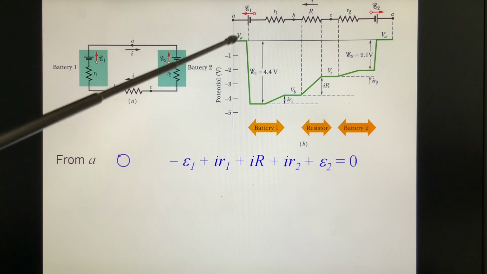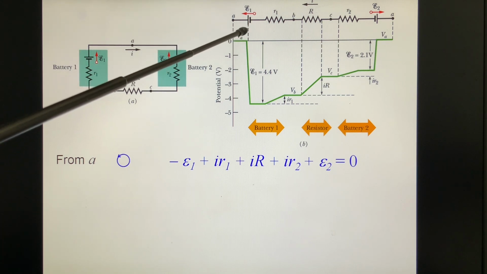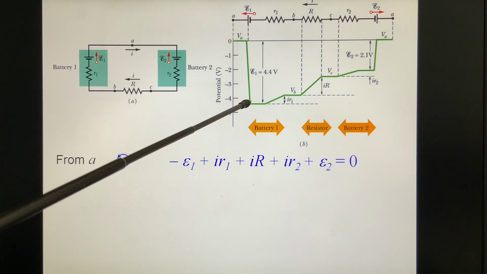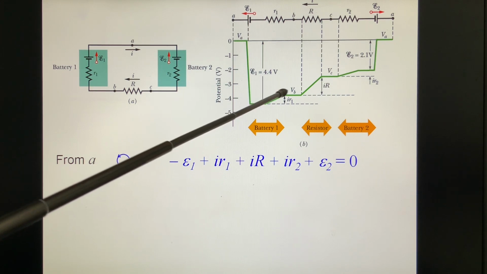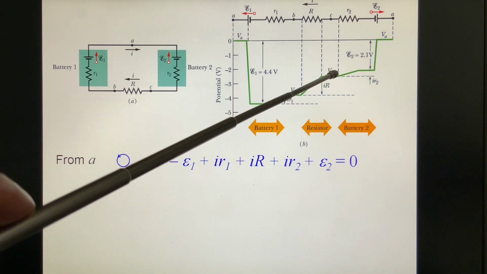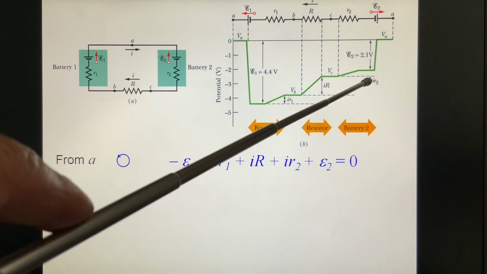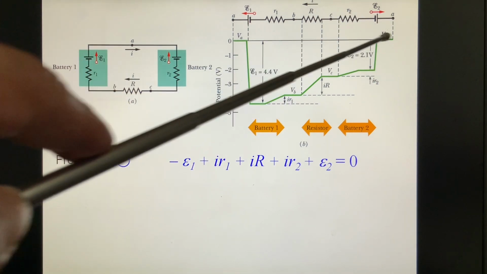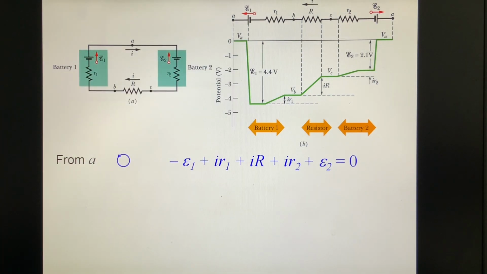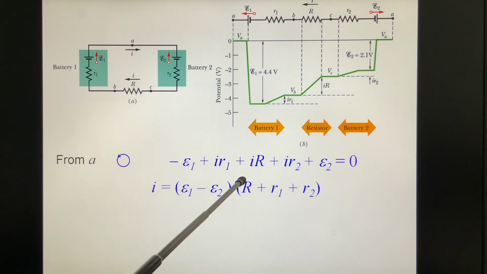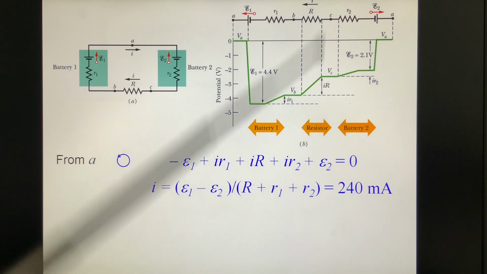This is actually, you get a dropped potential, then you get an increase, you get an increase, and you have another increase, you get the same level. We find I equals epsilon 1 minus epsilon 2 over R plus R1 plus R2.